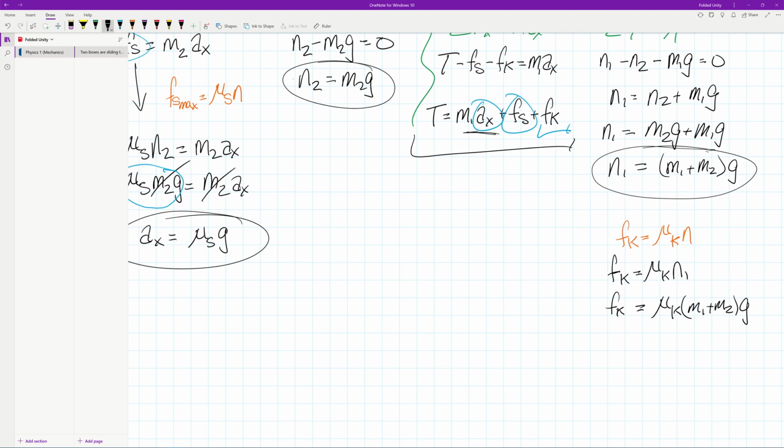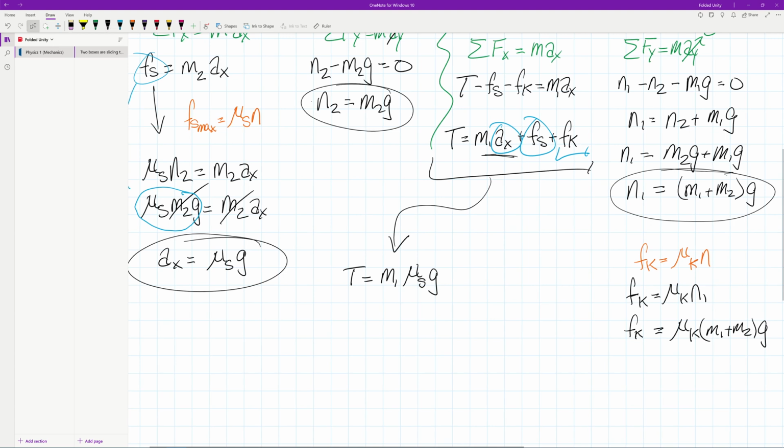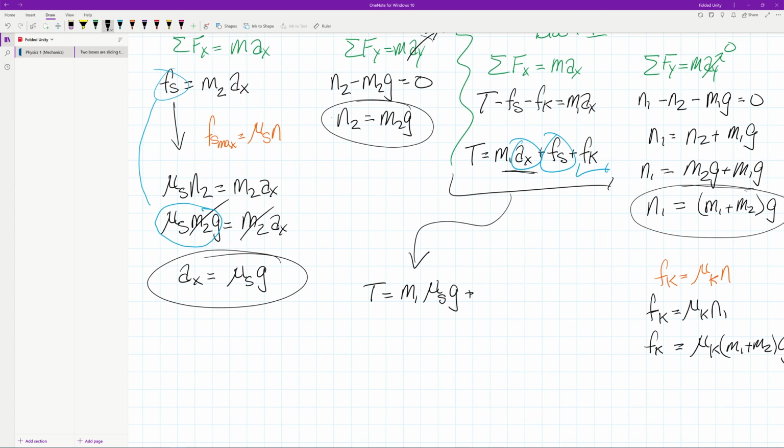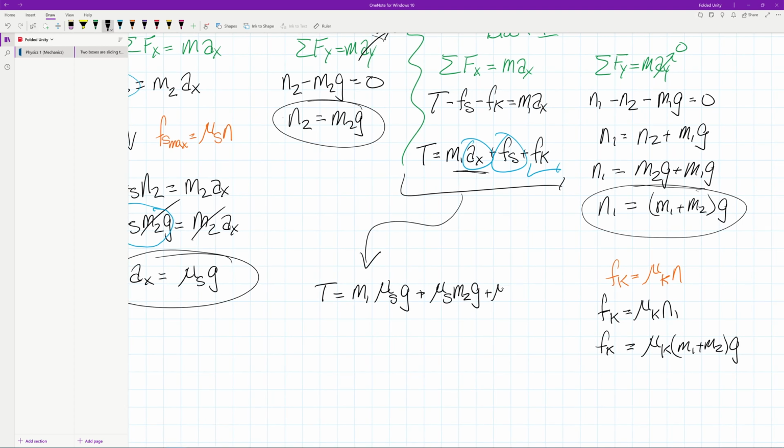Okay, so let's take this guy and plug into him. I'll make a little space for myself over here. Tension equals m1 times ax. But ax we want to write as mu s times g. And then we have plus the static friction force. We also have that over here. He was mu s m2g. And the kinetic friction force we just found, that is mu k times m1 plus m2 times g. Okay, now let's simplify.